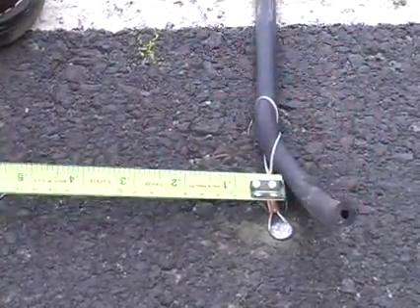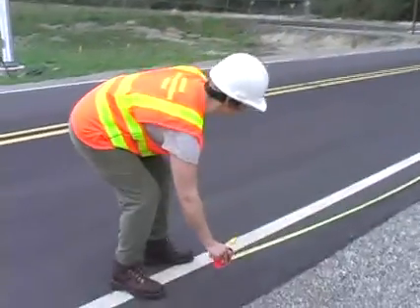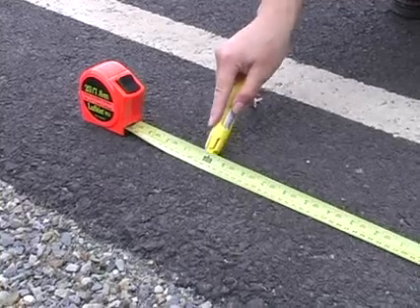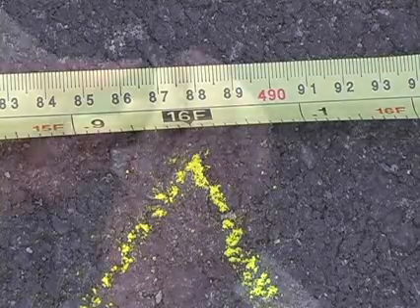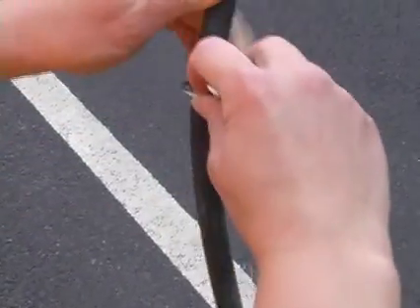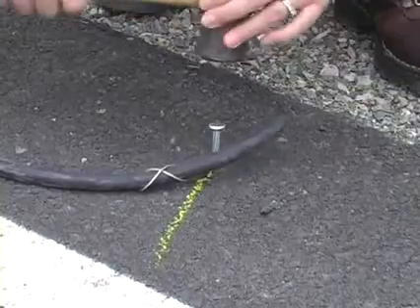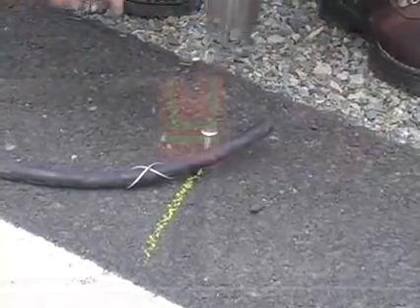Now you're ready to install the second hose. Every counter manufacturer has an optimum spacing for road tubes, and in this case the optimum spacing is 16 feet. So measure and mark that distance. Then get the second hose and prepare it by putting the figure 8 on it. Fasten it to the pavement with a PK nail as before.